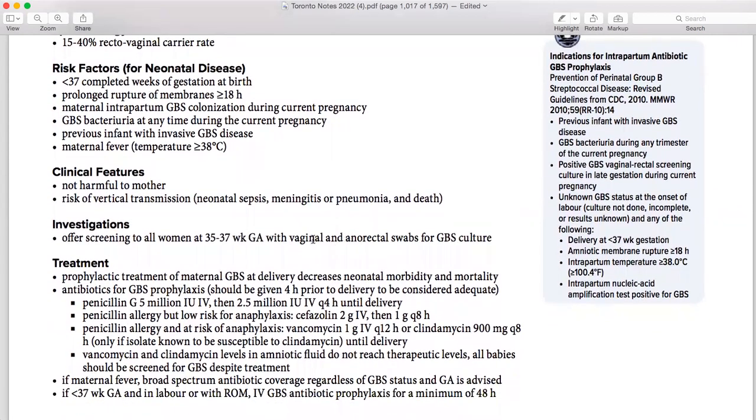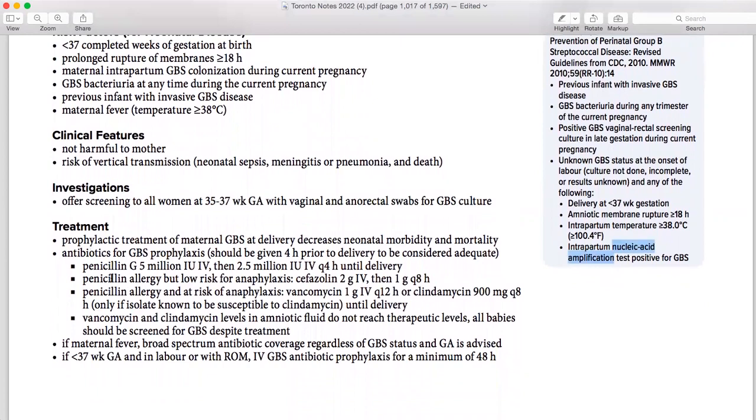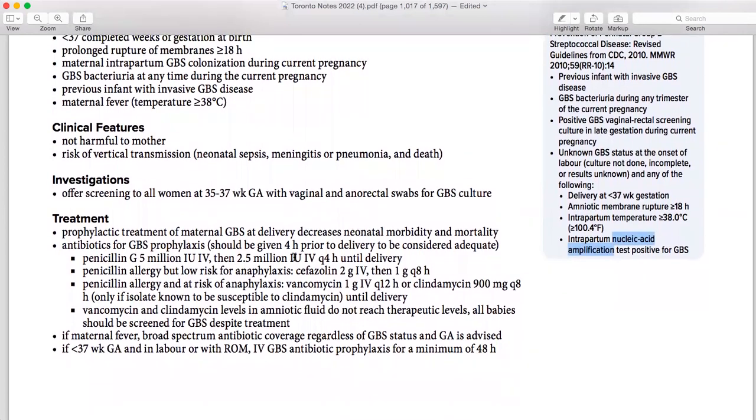What are the investigations? Vaginal and anorectal swab for the GBS, which is basically NAT testing. Then what is the treatment? Prophylaxis, basically penicillin. Penicillin is safe to give in pregnancy, so you can give it IV 4 hours until delivery. Penicillin allergy but low risk of anaphylaxis, so you cannot give cefazolin if a female has a very high risk of allergy to penicillin, right? So if she is having allergy but low risk of anaphylaxis, you can switch the penicillin to cefazolin.